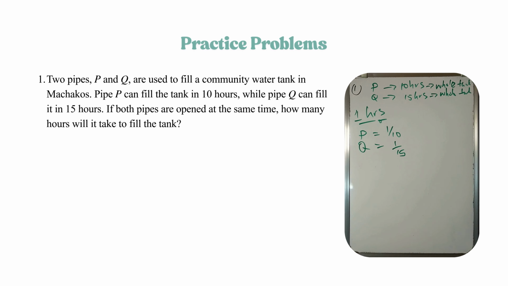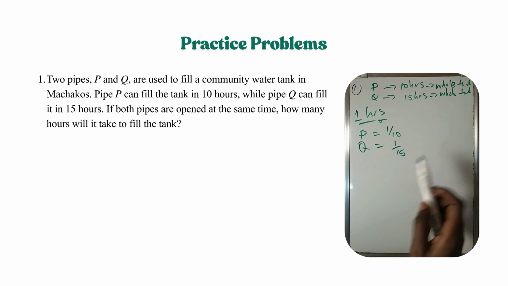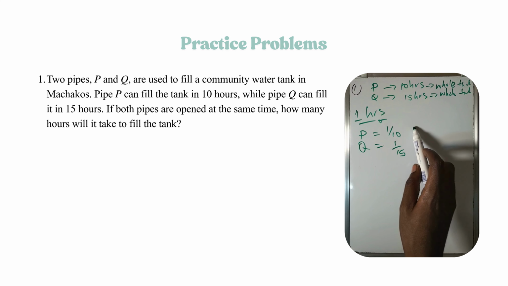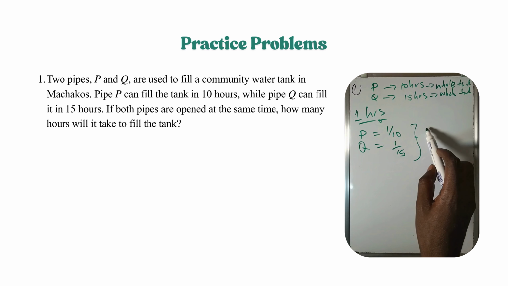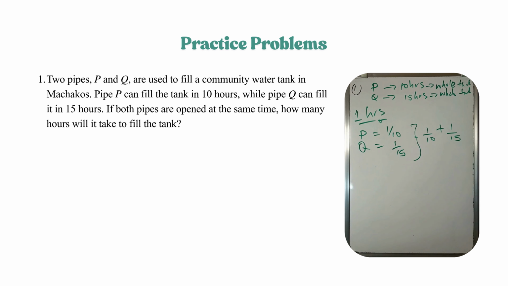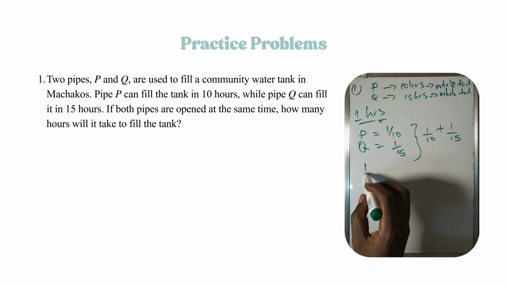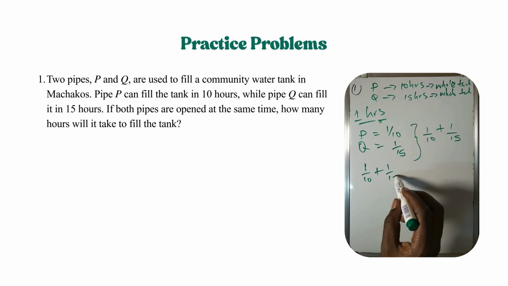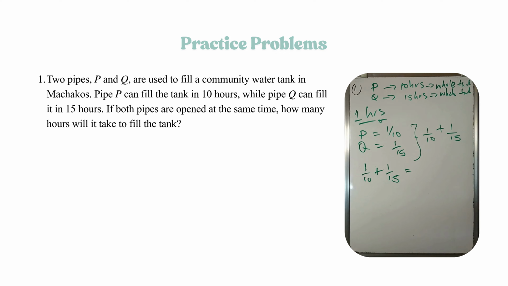Now, if they are open together at the same time, the volume that both of them fill in 1 hour is the addition of 1 over 10 plus 1 over 15. That's the volume that both pipes will fill in 1 hour. So when you add 1 over 10 plus 1 over 15, you use your LCM, which is 30.